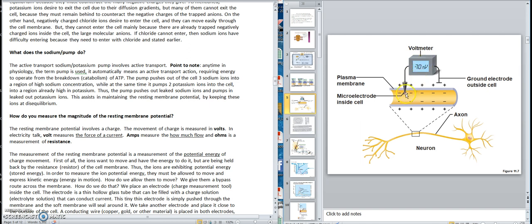Now what we're looking at is the force of movement of a charge. Force of movement of a charge is measured in volts. You can read that in my document here. I'm going to take another pipette. Now they're not showing the pipette, but I'm going to take another electrode and put it out here, which would look just like this one.